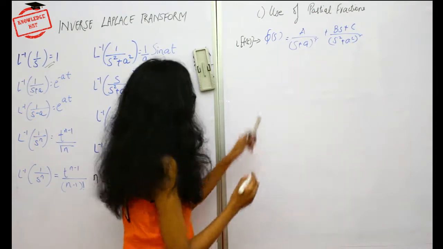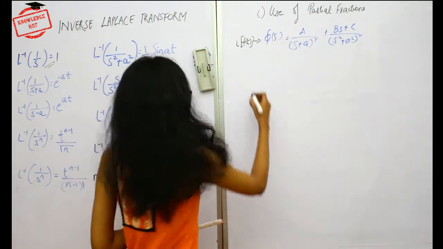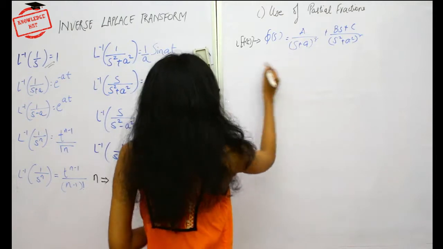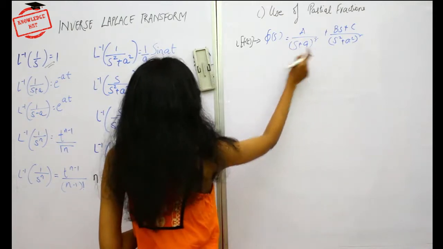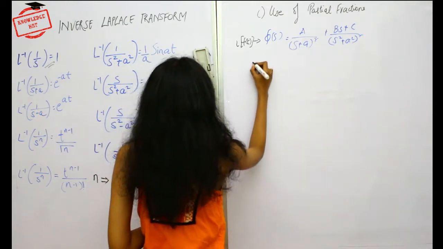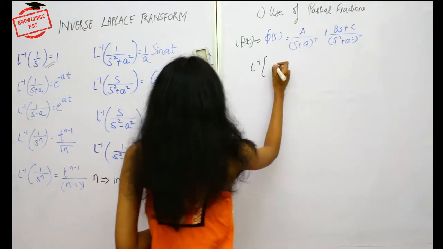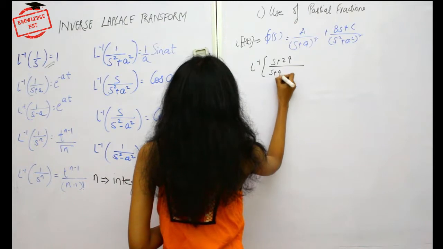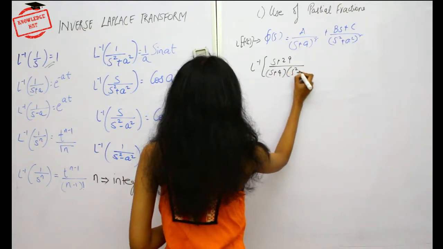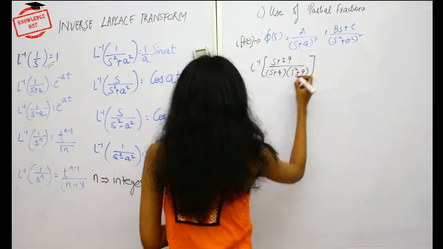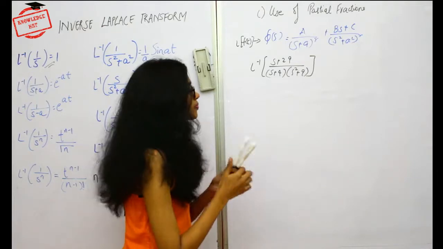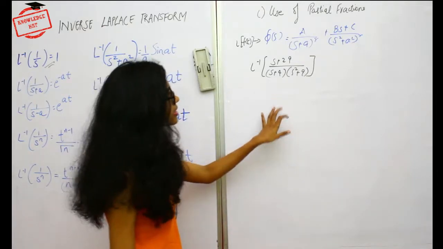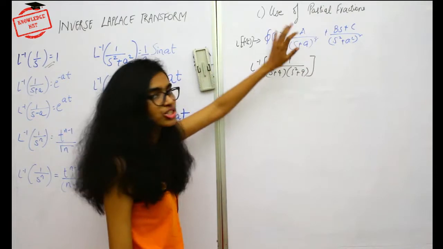So this will be the third method to find inverse Laplace transform. So let's take an example. So we'll understand how to first find partial fractions. Suppose I want to find Laplace inverse of (s plus 29) upon (s plus 4) into (s square plus 9). Okay, so partial fractions, how will I understand? Yes, this is the third method. I have to use partial fractions.